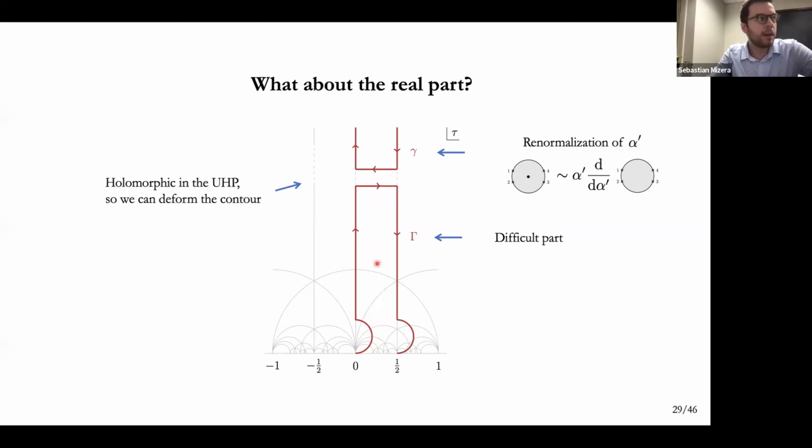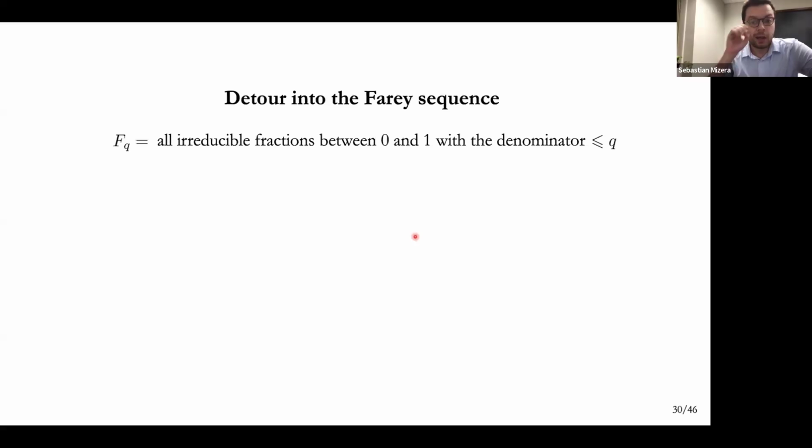Since I have some additional time, let me explain the fun number theory behind how to understand the deformation of this contour gamma. But in order to understand this, let me make a small detour into some little definitions from number theory. So let me introduce before we go on.